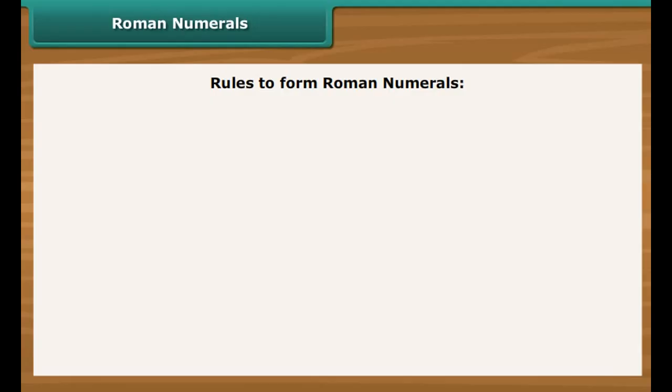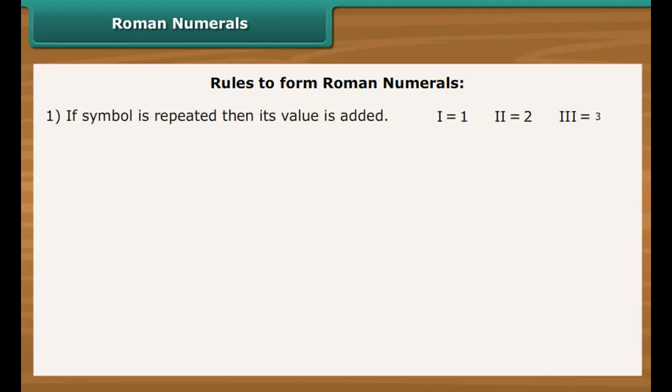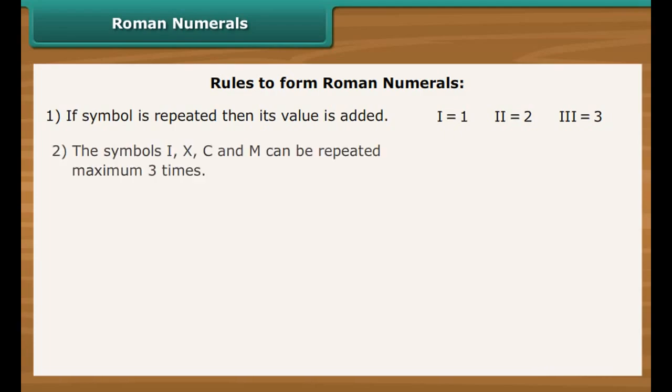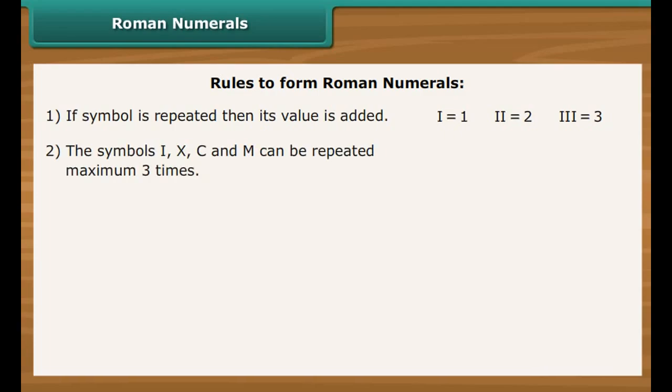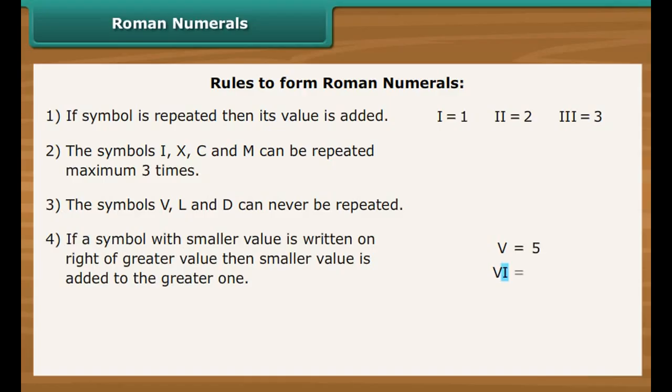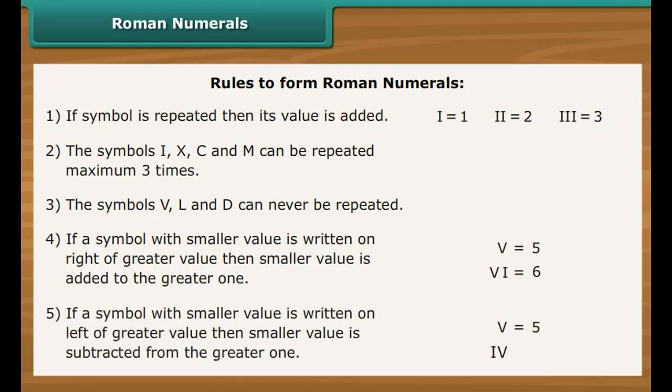There are certain rules to form Roman numerals. They are: 1. If a symbol is repeated, then its value is added. 2. The symbols I, X, C and M can be repeated maximum 3 times. 3. The symbols V, L and D can never be repeated. 4. If a symbol with smaller value is written on right of greater value, then smaller value is added to the greater one. 5. If a symbol with smaller value is written on left of greater value, then smaller value is subtracted from the greater one.